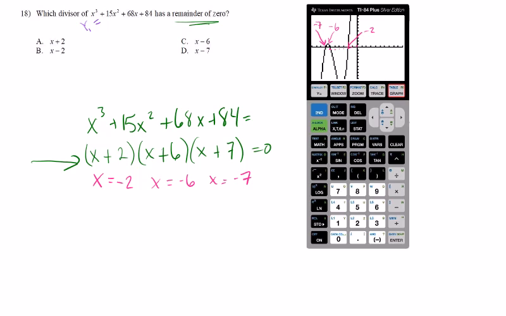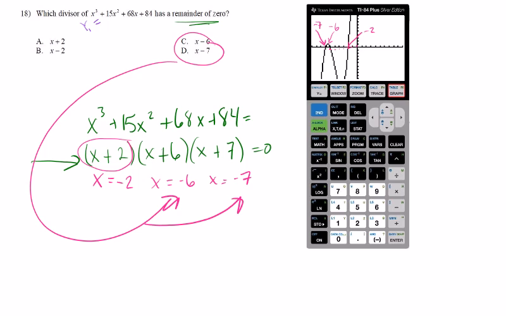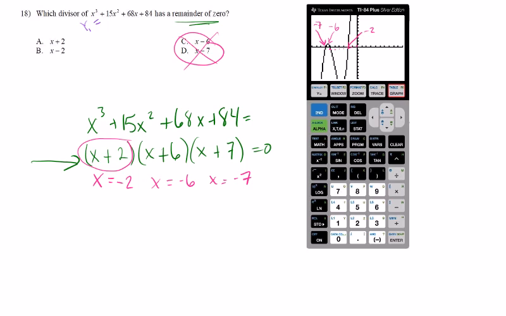I'll give you a little hint. That's the one. They want to trick you with these. If you say, well, -6 and -7, the problem is that those are solutions, not the binomial that goes into it, not the divisor, not what we're dividing by. So these ones are the trick ones, and this one's kind of a trick one too.